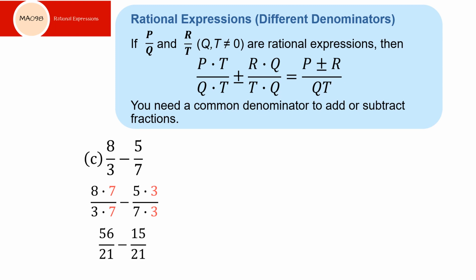So all we have to do is take 56 minus 15, and we get 41 over 21. We always have to reduce or simplify if we can. So does 41 over 21 reduce? Nope. And that's our answer. We're going to do the same thing with all these x's and y's and z's. Let's try one.